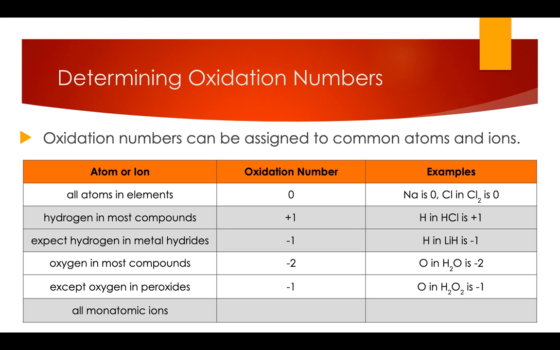And finally, any monatomic ions have an oxidation number the same as the charge on the ion. So a sodium ion is +1, and a sulfur ion is -2. And so if those elements are in a compound as an ion, they would get an oxidation number equal to their charge.